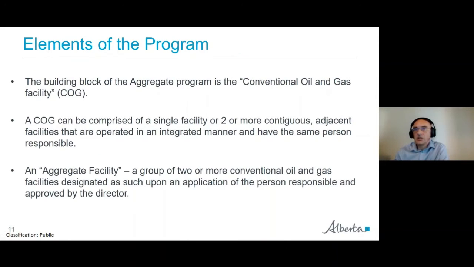To remind everyone also that the building block of the program is the conventional oil and gas facility, so-called, which is defined by the regulation as such. A conventional oil and gas facility is comprised of 2 or more contiguous adjacent facilities, which are operated in an integrated manner and have the same person responsible. The aggregate facility, on the other side, is a group of 2 or more conventional oil and gas facilities that is designated as such, and such application approved by the director.